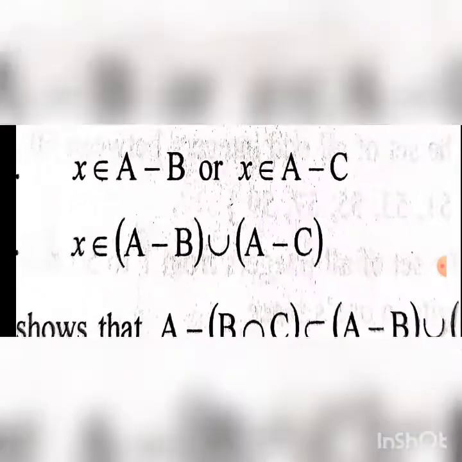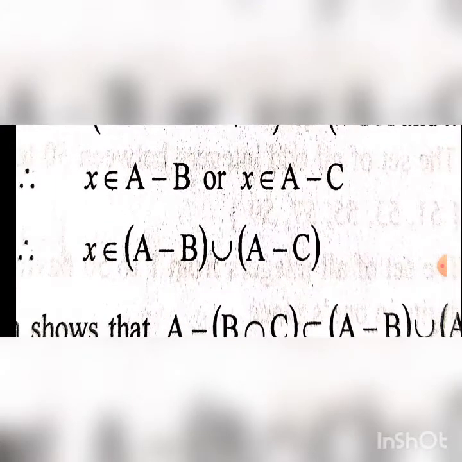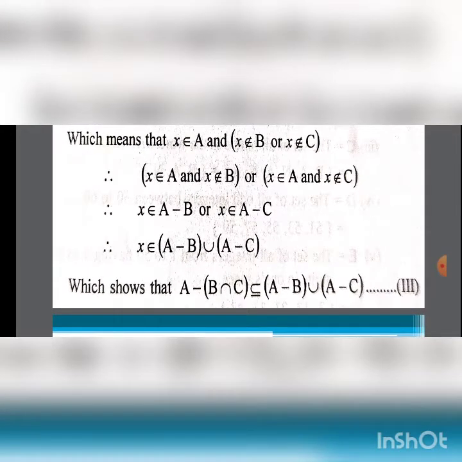So "or" means what? Union, and "and" means what? Intersection. Okay, so what do we get here? x belongs to (A minus B) union (A minus C). So firstly we take x from the left hand side and we get x belongs to the right hand side. So the left hand side is a subset of the right hand side. Okay, this is equation number 3.